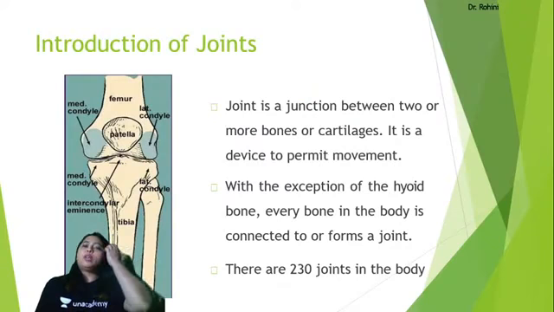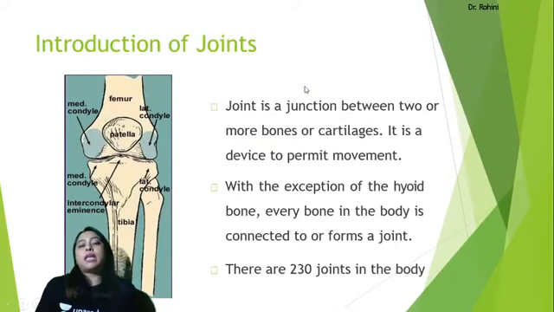What do you call a joint? Joint is actually a junction between two or more bones. So when two or more bones or cartilages are kept together and it is movable or may not be movable, it is going to permit some sort of movement, and that is known as joint.